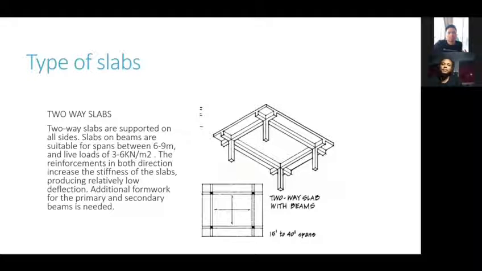Okay, two-way slab. Two-way slabs are supported on all sides. Slab on beam is suitable for spans between 6 to 9 meters and live load 3 to 6 kN per m2. The reinforcement in both directions increases the stiffness of the slab, producing relatively low deflection. Additional formwork for the primary and secondary beams is needed.